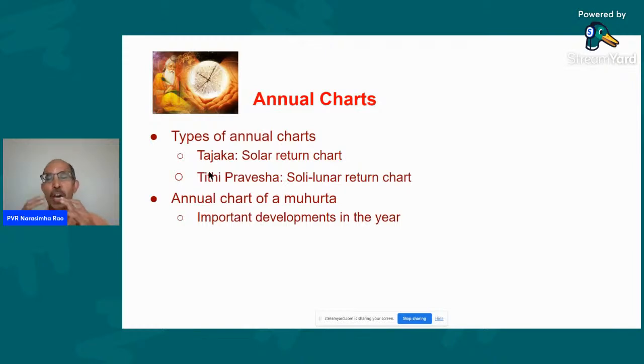In the lunar month in which the person was born, when the lunar day or the Tithi of birth returns, and the same percentage of Tithi is left as at birth, we cast a chart called the Tithi Pravesha chart. So this is the solilunar return chart. We'll use both the charts, and we will use the annual chart of a Muhurta to see important developments during the year. And you have to remember one thing here.